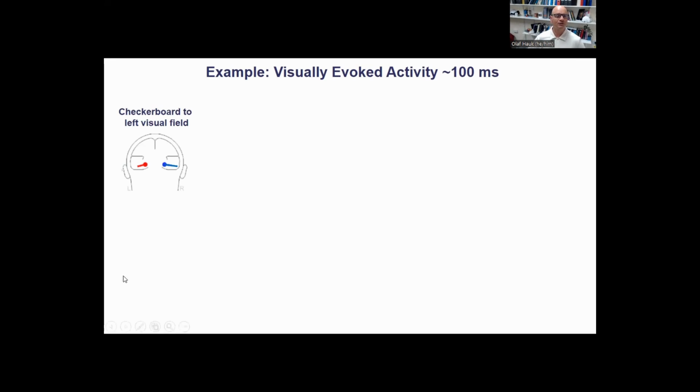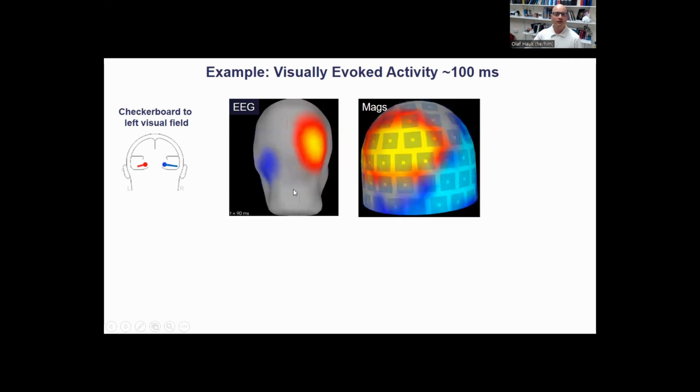So we had these examples in the previous presentation. Imagine you present some checkerboards to the left visual field of your participant. What we would expect is something in visual cortex, maybe a bit more activity in the contralateral hemisphere on the right. And if we look at the topographies in sensor space, this is EEG, these are magnetometers, it looks like at least it's approximately correct.